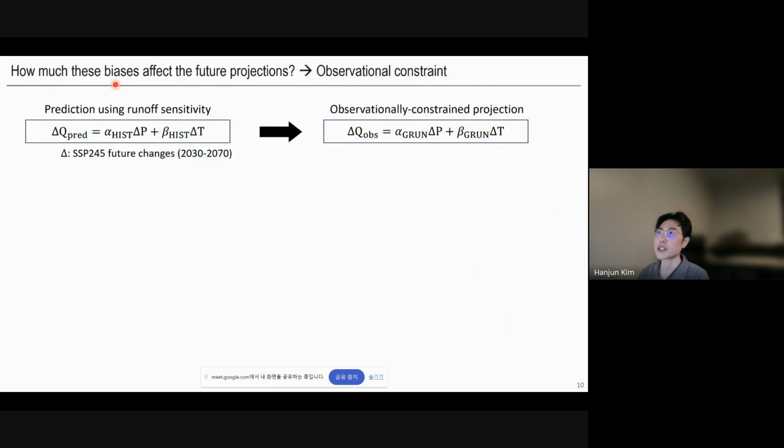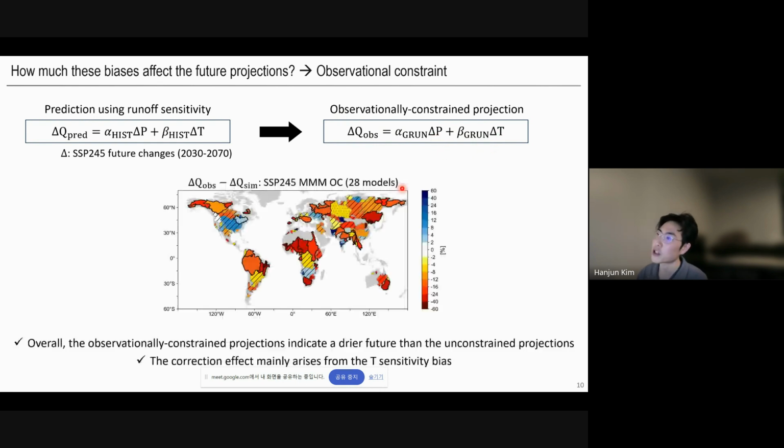So how much do these biases affect the future projection? To answer this question, we did an observational constraint. Left is the prediction using runoff sensitivity. Here, we substitute the model sensitivity with the observational sensitivity. So our observationally constrained projection is the observed sensitivity multiplied with the model projection in precipitation and temperature.